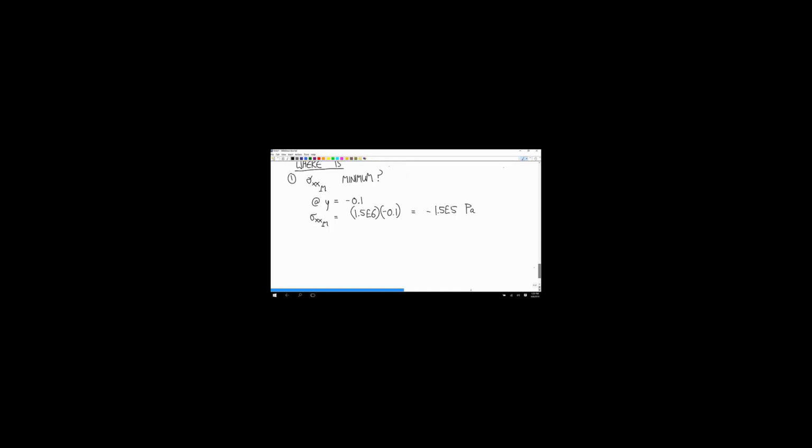Okay, so now where is this thing equal to 0? Yeah, it's at y equals 0. And where did we put our origin? At the neutral axis. That's what the neutral axis is. That's the place where the length doesn't change, and so there's no normal stress. So that's always the case. That's a definitional thing.